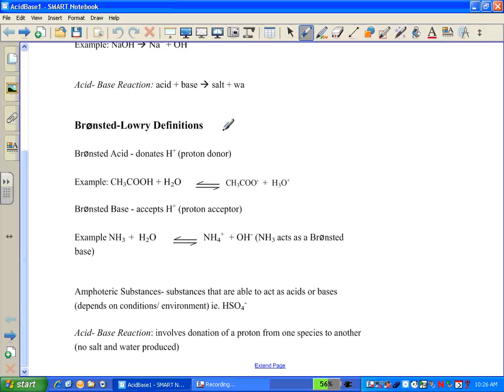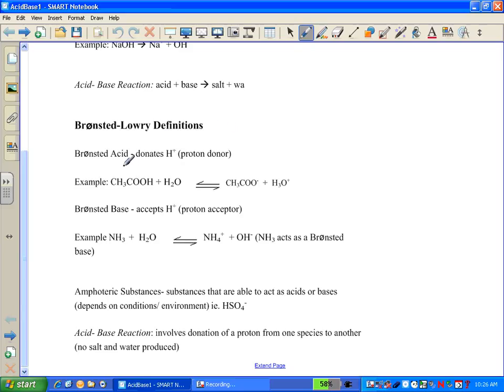The other flaw with the Arrhenius definition that is corrected with the Bronsted-Lowry definition being broader is that there were some bases or substances that had the properties of bases that didn't reflect the definition very well. So we'll look at an example in a moment.